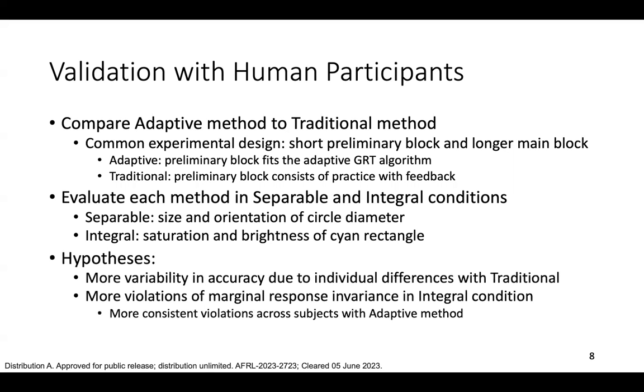Our hypotheses are that we will find more variability in accuracy across participants with the traditional method than with the adaptive method due to individual differences. In both experiments, we expect to find more violations of marginal response invariance in the integral condition than in the separable condition, but we expect the difference in violations to be more consistent in the adaptive experiment than in the traditional experiment.